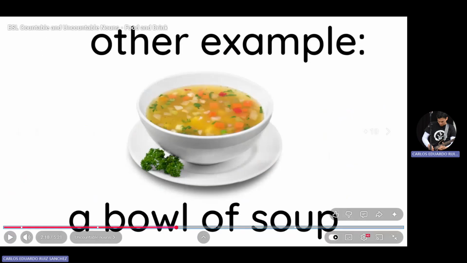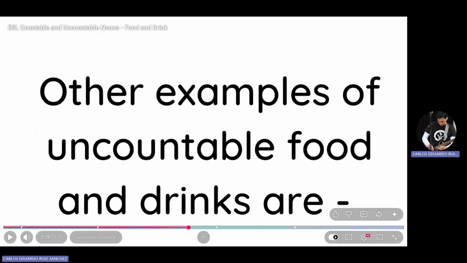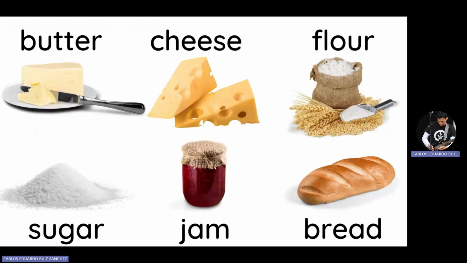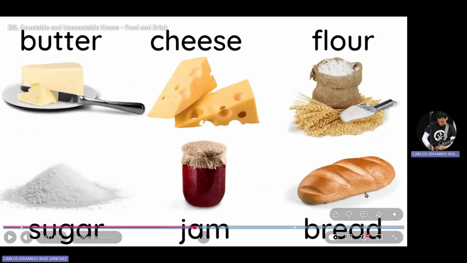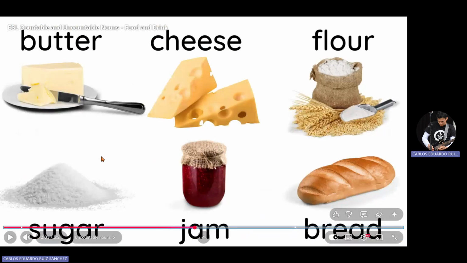Okay? And another concept that she said, with these elements: butter, cheese, flour, sugar, jam, bread. We can count the pieces of bread in this case, or the spoons of jam. Podemos contar las piezas de pan, las cucharadas de mermelada, spoons of sugar, etc. Piezas o cucharadas, porciones.